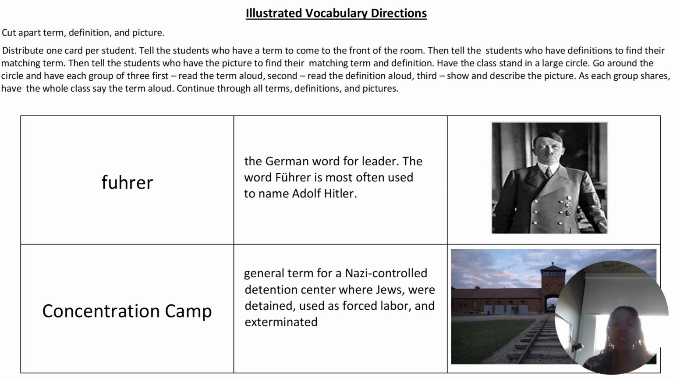So our first activity again is the illustrated vocabulary. The directions are telling you to cut apart each picture, definition, and term, and then it gives you some different ways you can interact with this, doing different rounds, ways that you can differentiate this based on your particular group of students. I know that this lesson will be administered to Gen Ed, to gifted, to SPED, and to EL students. So however you need to adapt this particular activity to your students, it is very flexible and can be used in the best way that suits your students.